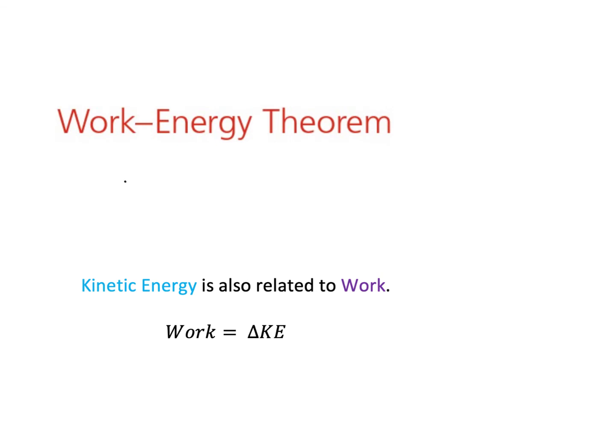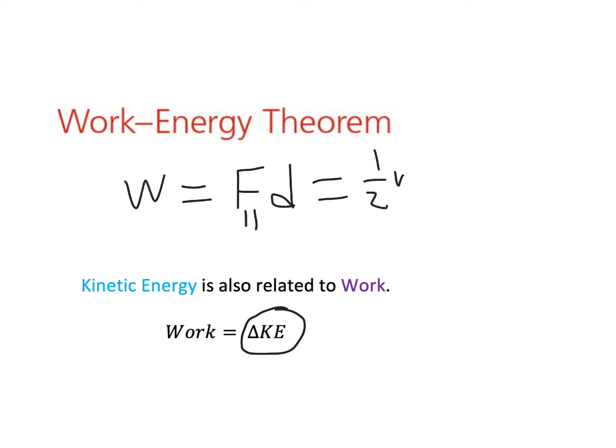Now remember that work is equal to a force times the distance. And if we're being really careful, we would say it's the parallel part of the force times the distance. But work is equal to force times distance. And that work has to equal the change in kinetic energy, which is 1/2 m v final squared minus 1/2 m v initial squared, as we've seen previously.